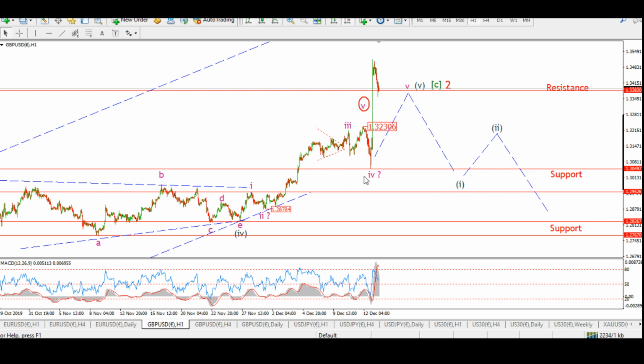That spiked lower the other day, on Thursday, and turned out to be an expanded flat, as we were speculating.